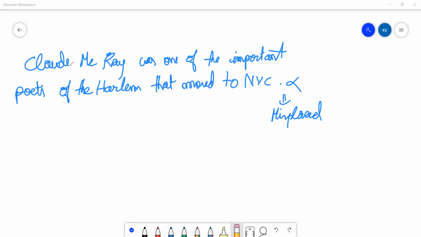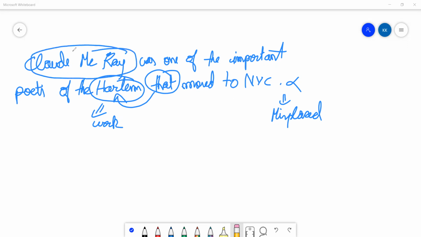The actual mistake is it says Claude McKay was one of the most important poets of Harlem. Till there, it's correct. That moved to New York City. This "that" refers to Harlem. Harlem is actually a place. It cannot move to another city, whereas this person called Claude McKay can definitely move. Understood? So this action of movement is being received by the wrong subject. It has to be actually who's moving. Claude McKay is moving.